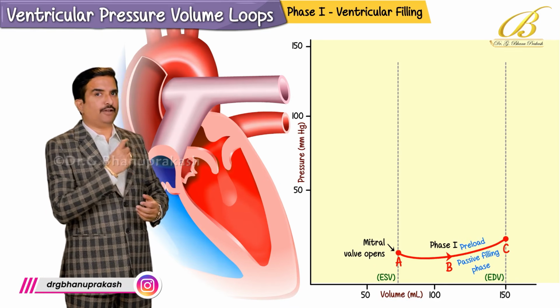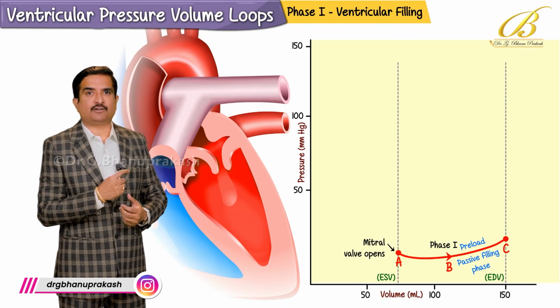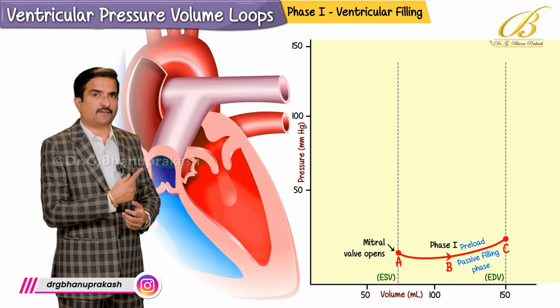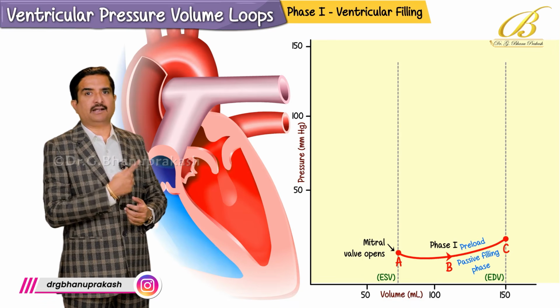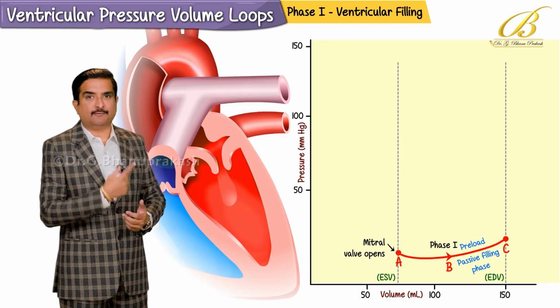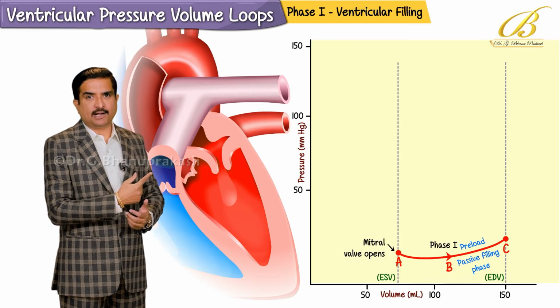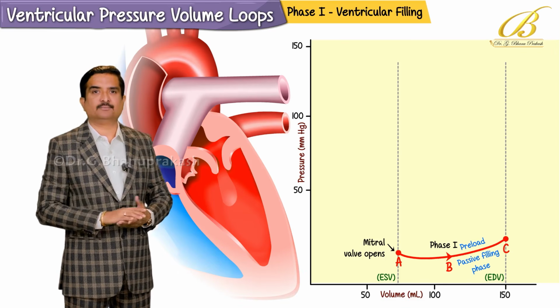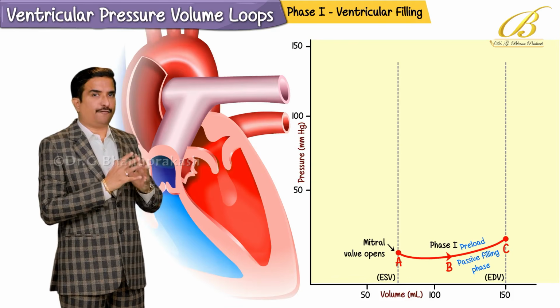So by the time we reach point C, the ventricle is at its highest filling point, that is the end diastolic volume, the maximum amount of blood it will hold at that point in the cardiac cycle. Now this is the end of phase 1.